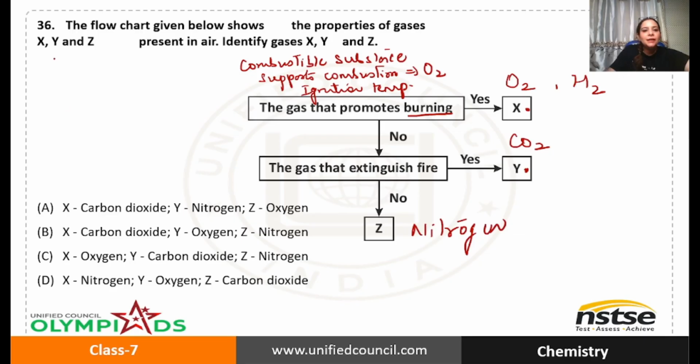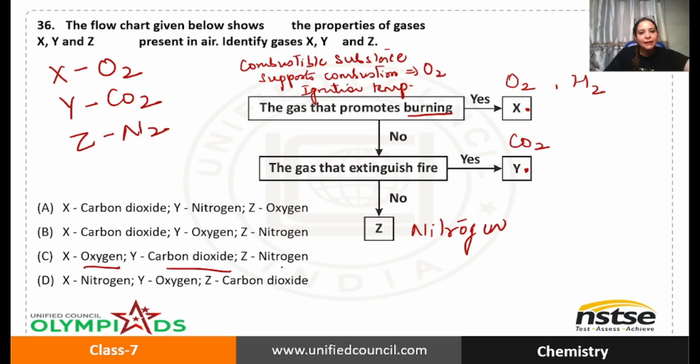So here, if I look at the options, we have just oxygen, nitrogen and carbon dioxide. So X is identified as oxygen, Y as CO2 and Z as nitrogen gas. So the option which shows oxygen, carbon dioxide, nitrogen would be right. Here in this question, which option is correct? Option C is the correct option.